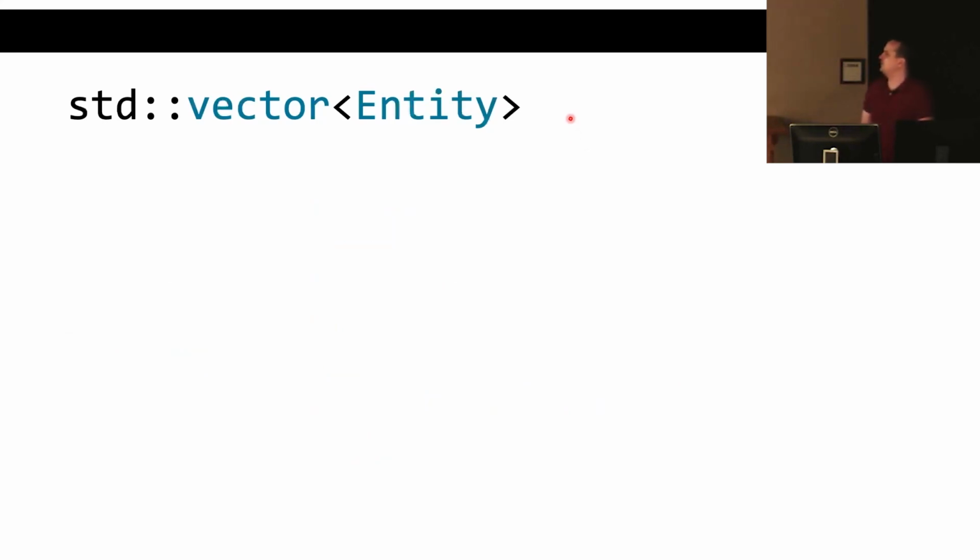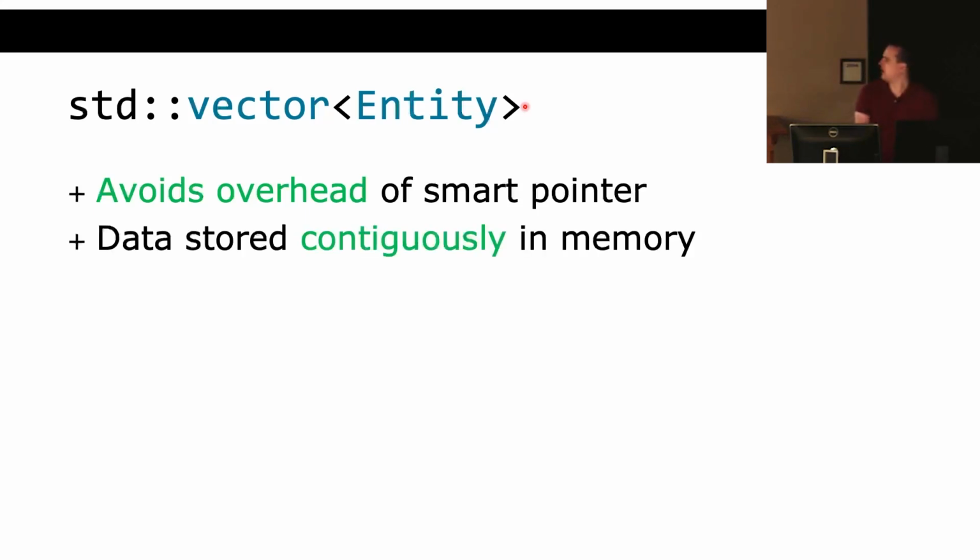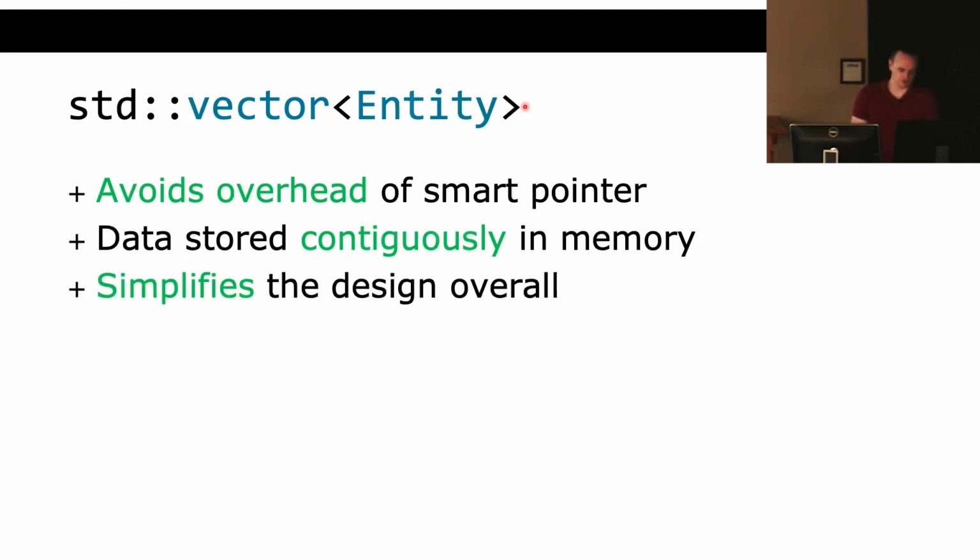What happens if we use a standard vector of entity? I'm going to give some pluses and some minuses for each of these things and then tell you which we're going to choose for this course. So first of all, it avoids the overhead of smart pointers. Smart pointers, unfortunately, have a little bit of overhead. They're called reference counted smart pointers, and there's a little bit of overhead with that reference counting. In terms of our game engine, they would be just fine, but this would be a little bit faster in practice. The entity data is stored contiguously in memory, which is really nice and helps the cache.